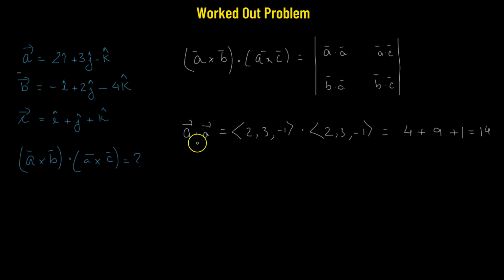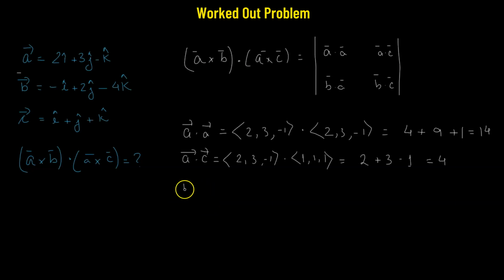Then we have vector A dotted with vector C. So vector A is 2, 3, negative 1 dotted to vector C, which is 1, 1, 1. So this will be 2 times 1, plus 3 times 1, minus 1. So 3 minus 1 is 2, so this is 4.